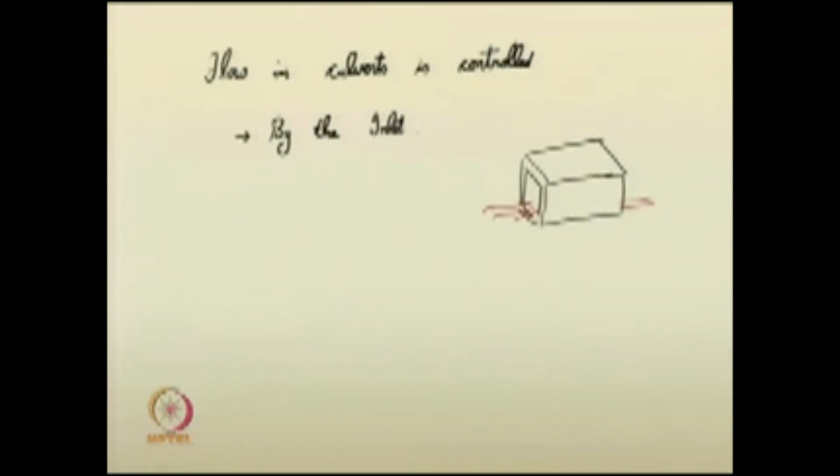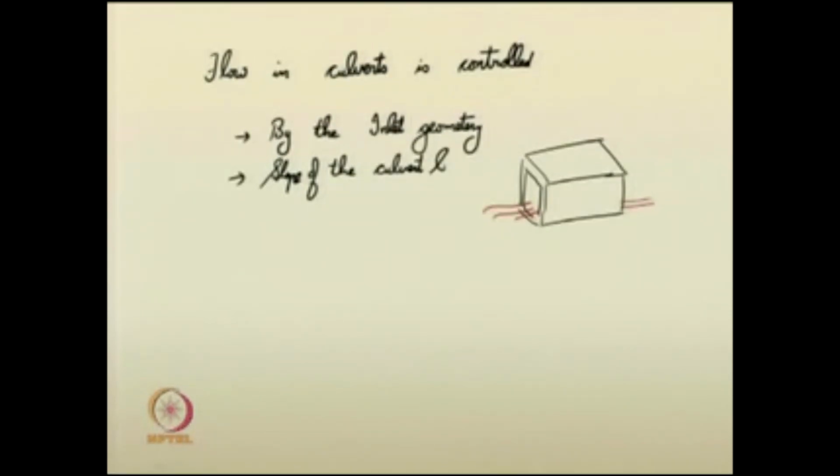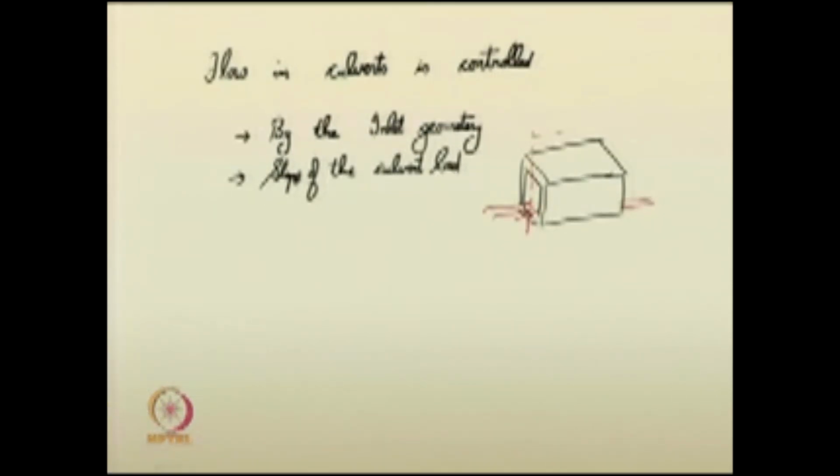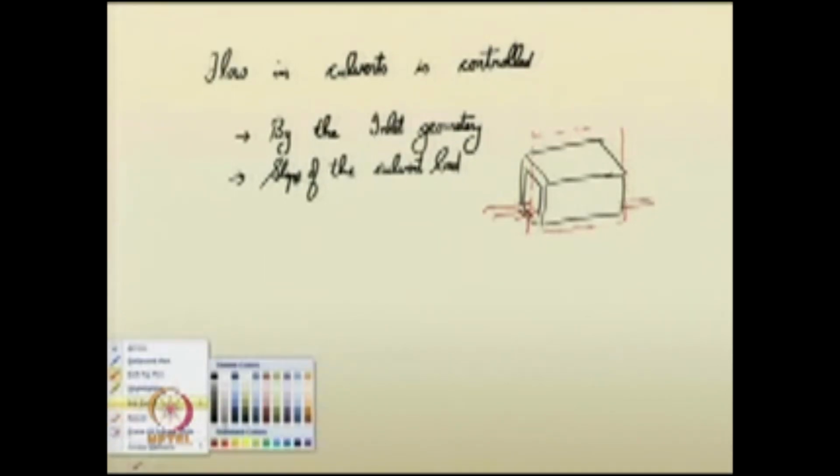Inlet geometry, then the slope of the culvert bed. So, if I take a section along this particular plane, if I take a section along the middle, a plane like this, this can be elaborated now. I can draw it. So, it will look like this.